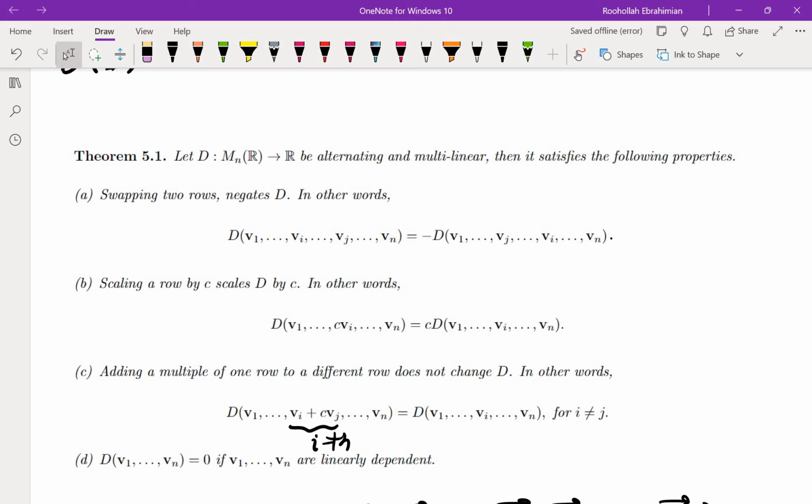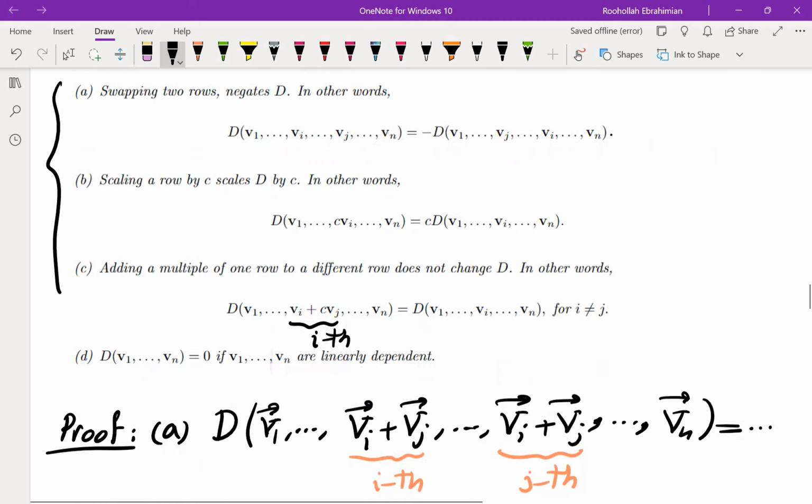Scaling a row by a factor of c multiplies d by c. That is also exactly one of the row operations that we have seen before. Adding a multiple of one row to a different row does not change d. That's also exactly one of the row operations that we have seen. Row addition or row replacement is exactly that. So as we see, each one of those properties is quite familiar. Each one of the first three properties corresponds to one of the row operations. We will talk more about this one later.